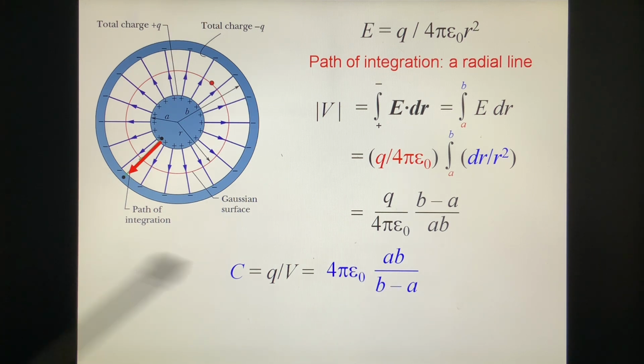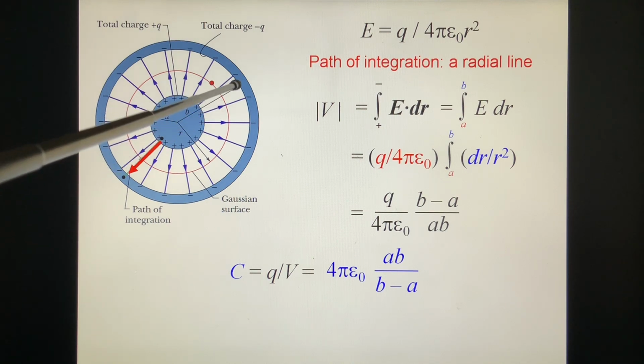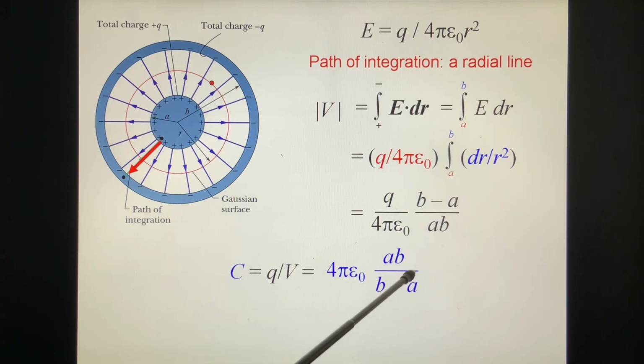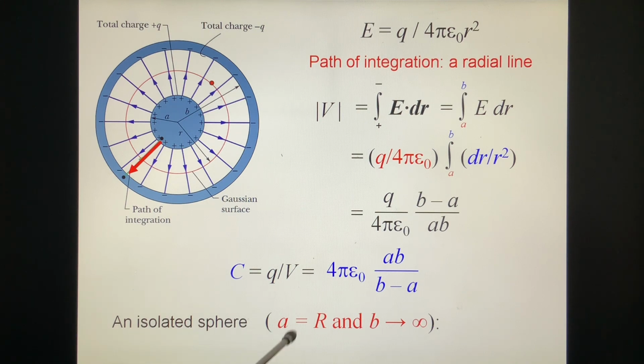And from this equation, we have a special case: just a sphere, a ball, only one. The other one is at infinity. Sometimes we ask, what is the capacitance of this ball? In that case, B is infinite. AB over B minus A, B and B cancel out. We get C for an isolated sphere, with A equal to R and 1 over B approaching 0. We get C equal to 4 pi epsilon R.